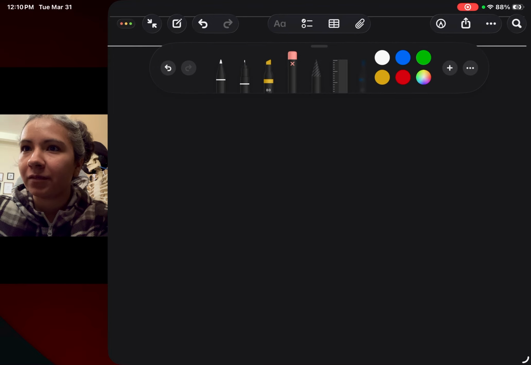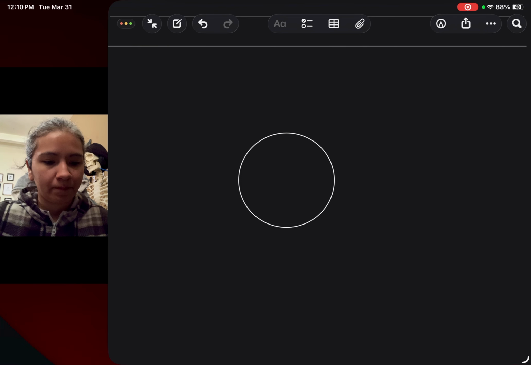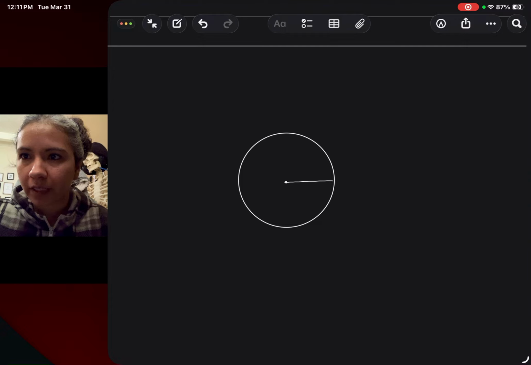Now we're going to talk about circumference and pi. So we know that a circle is a smooth curve where every point is the same distance to the center. Okay. And so the distance from the center of the circle to the circle is the radius.